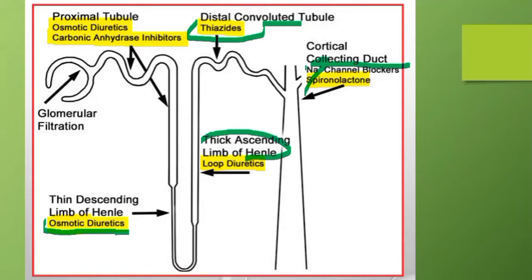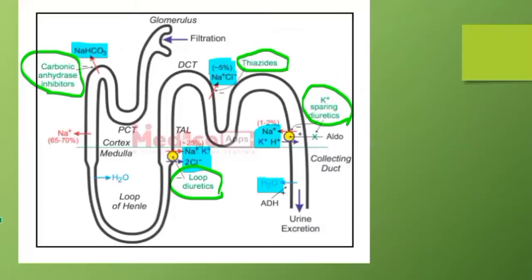So from this picture, just remember four things. Thiazide acts on the distal convoluted tubule. Loop diuretic, that is furosemide, acts on the thick ascending limb of the loop of Henle. Spironolactone acts on the collecting duct. Okay, the next important question that is often asked in the recall is: what is the pump or the transporter on which the diuretics act?